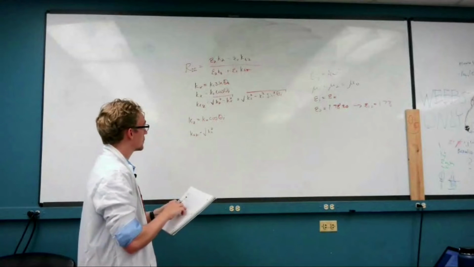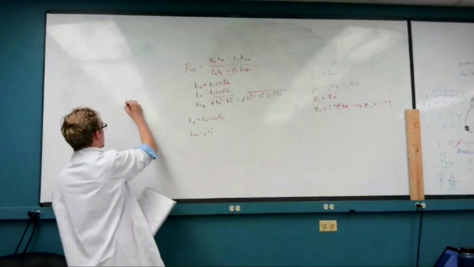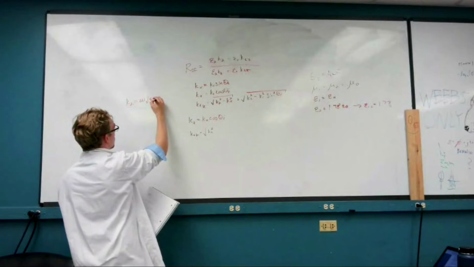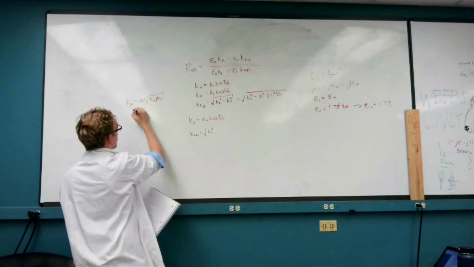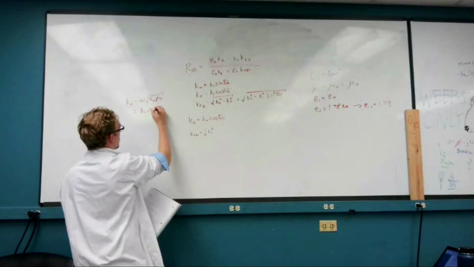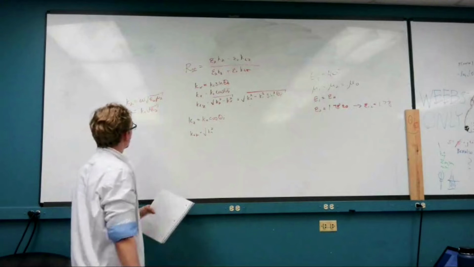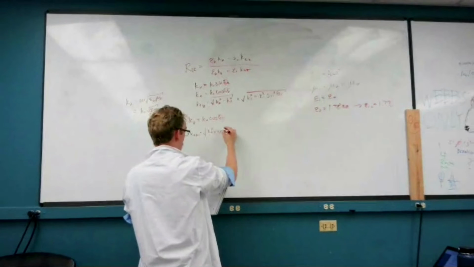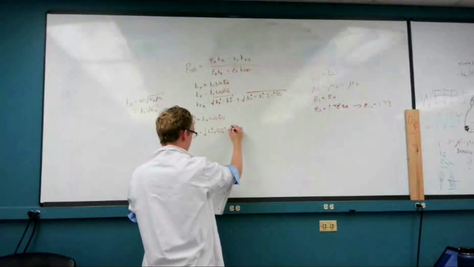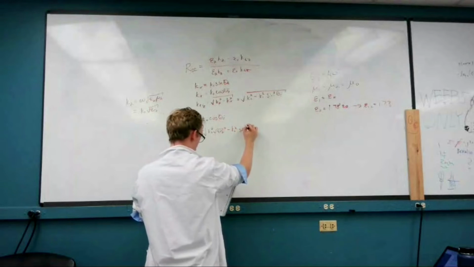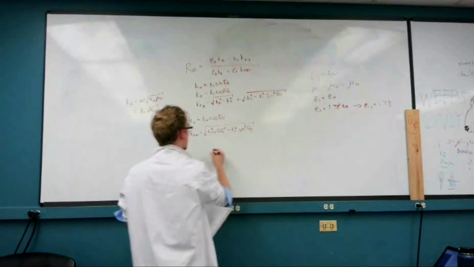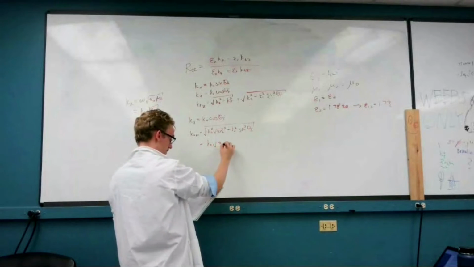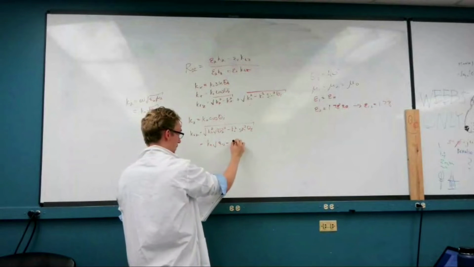Because k2 should be equal to the square root of epsilon 2 mu 2, which is k naught square root epsilon r2. Yes, so this should actually be the square root of k naught squared epsilon r2 minus k naught squared sine squared theta I. Back in business, people. Which gives us k naught square root of epsilon r2 minus sine squared theta I.